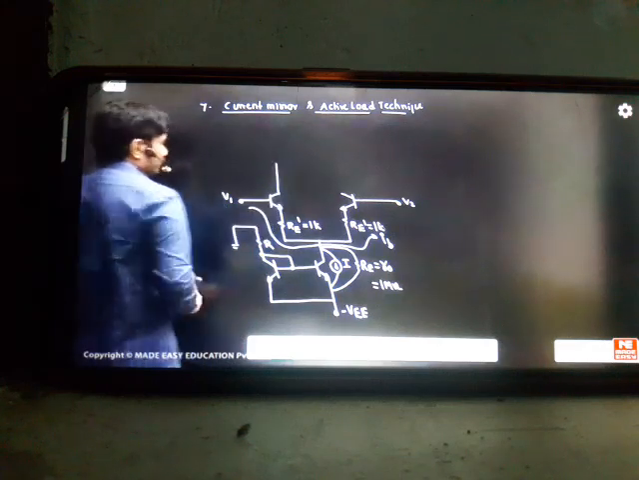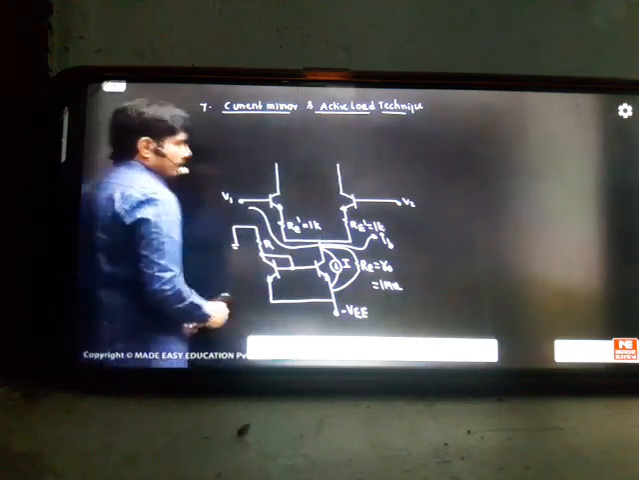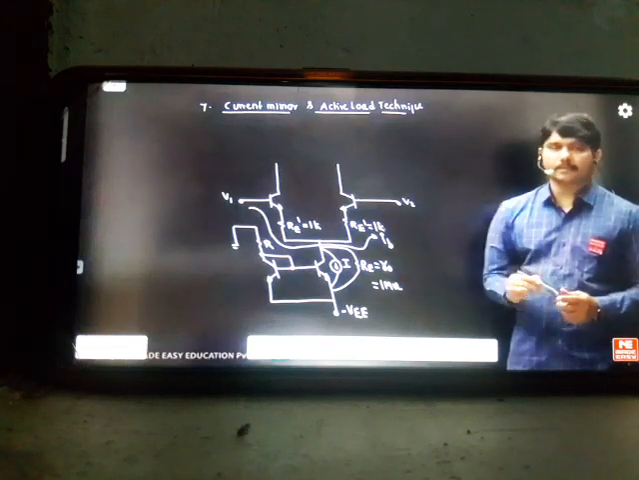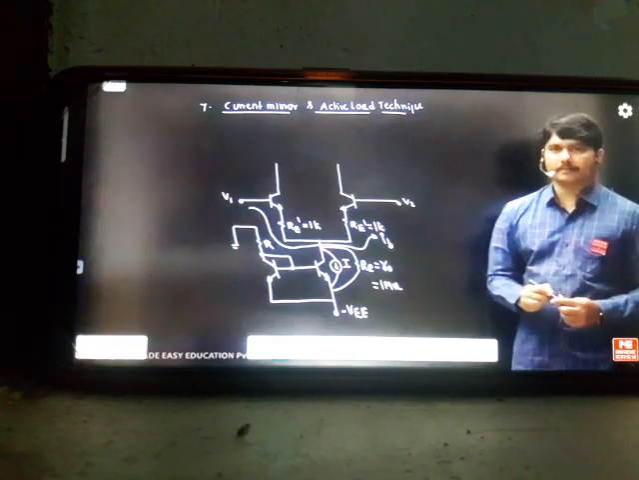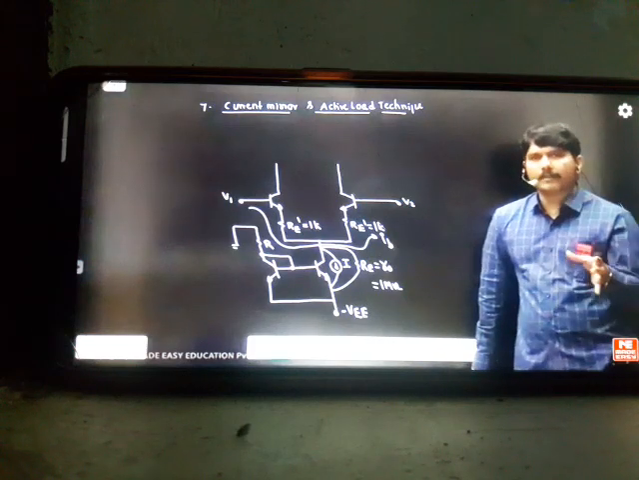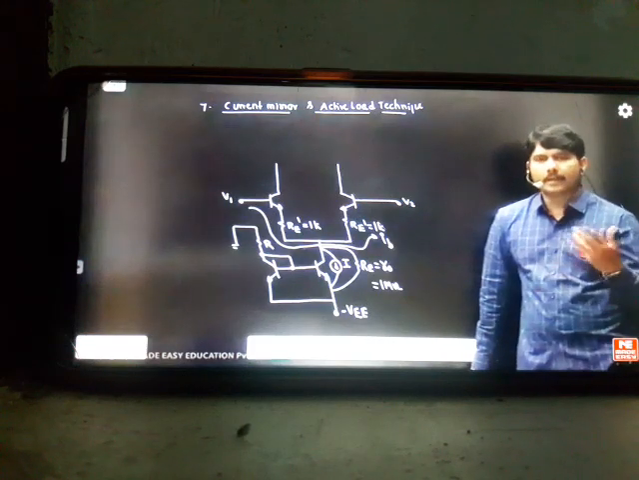On the top side, we have another problem. The gain we got in the first class was minus GM into RC. But when I use the swamping resistor technique, it became minus GM into RC by RE dash. If RE dash is 1K and RC is also 1K, then the gain will be 1. So the gain has fallen drastically because you want stability. If you want more stability, the gain will decrease automatically.